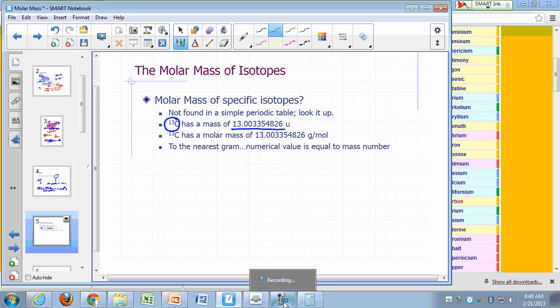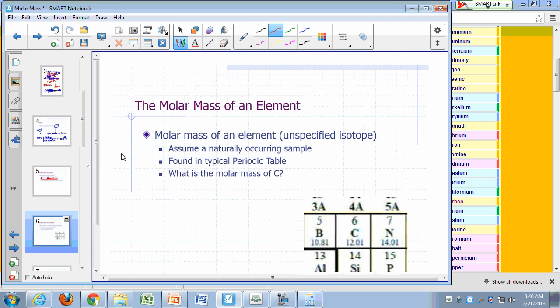Alright, so that means the molar mass of carbon-13 is the same number, but the unit is grams per mole. The mass of a single atom is the same number, except that you put a U there. So you can see then that to the nearest gram, the numerical value of your molar mass is equal to the mass number. Okay, just like the mass of the atom would be equivalent to the mass number numerically.